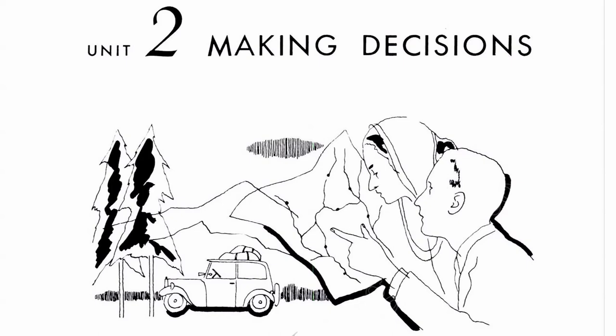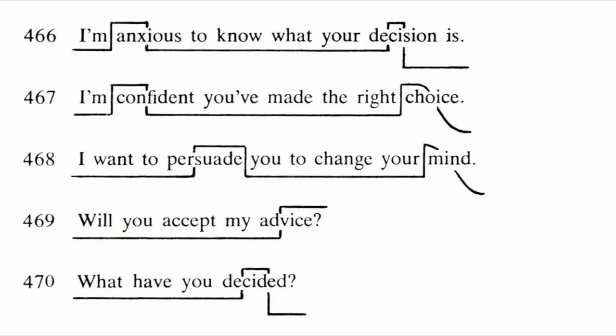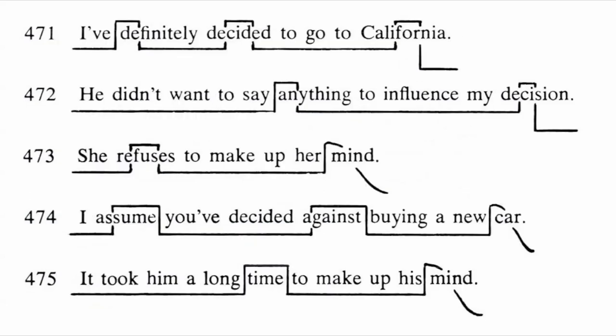Making decisions. I'm anxious to know what your decision is. I'm confident you've made the right choice. I want to persuade you to change your mind. Will you accept my advice? What have you decided? I've definitely decided to go to California.